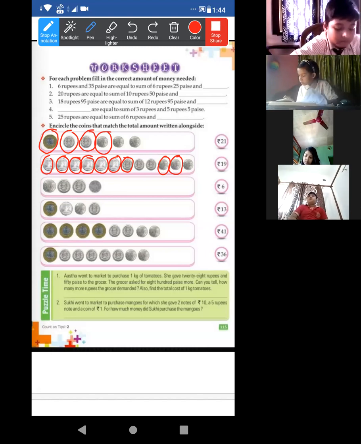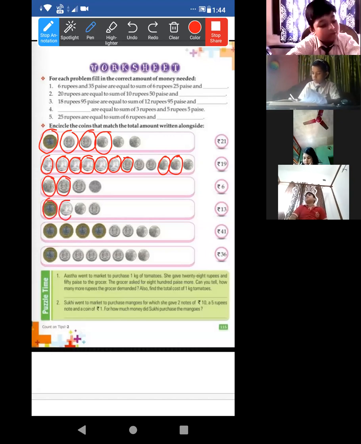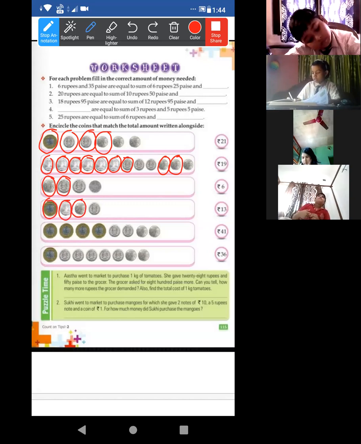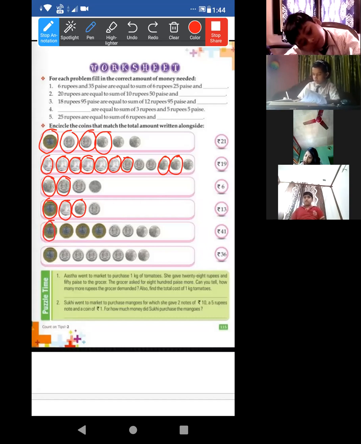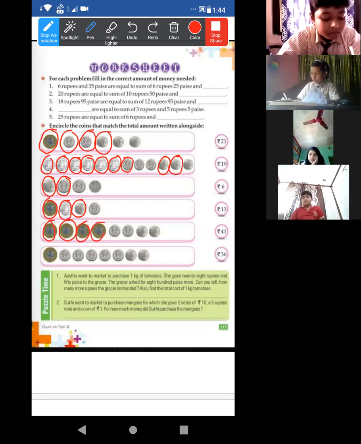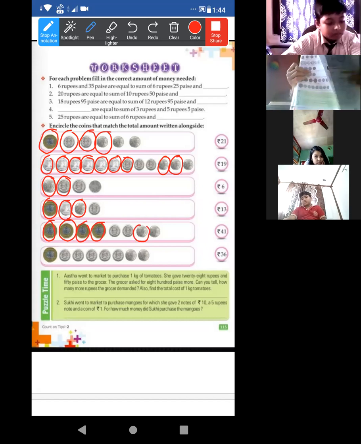Acha, now look, 6 rupees. Look, this 1 rupee coin and this 5 rupee coin. Next one, 13. Do it fast. Next one, 41. Four 10 rupee coins make 40 rupees and take only one 1 rupee coin, this one. Encircle it properly. Don't make any mistake.